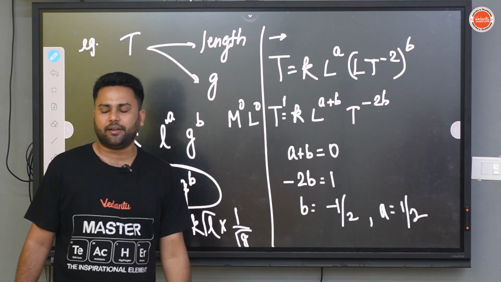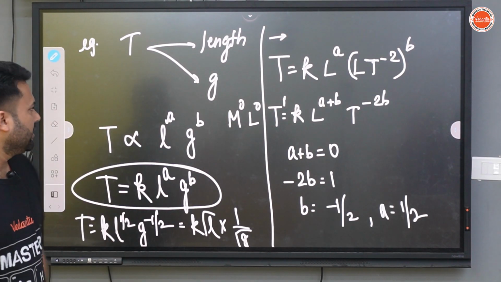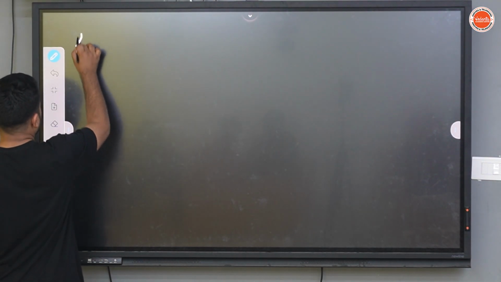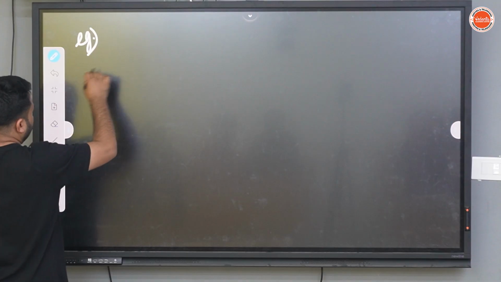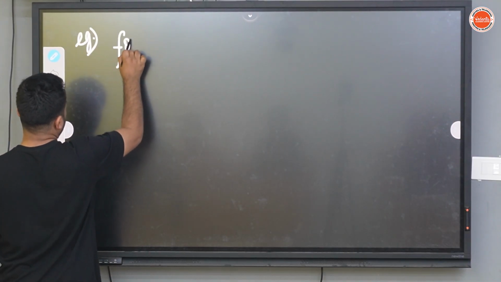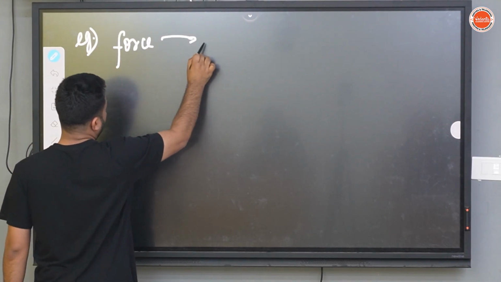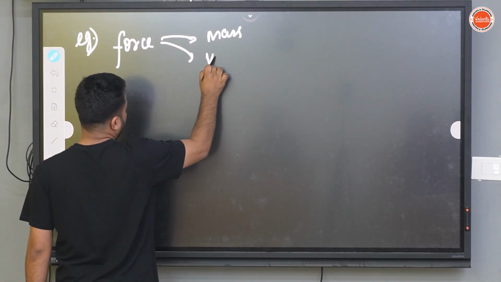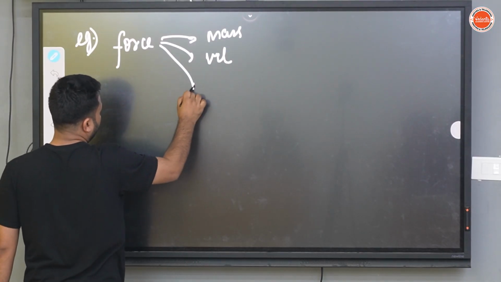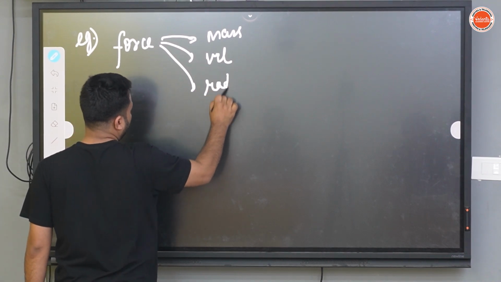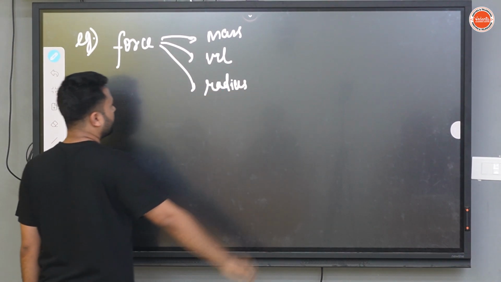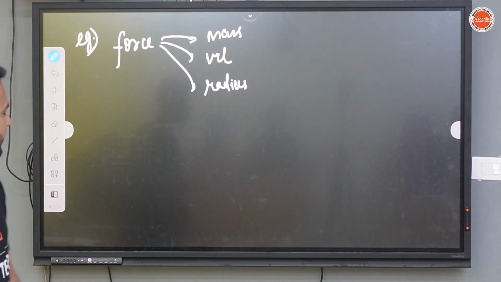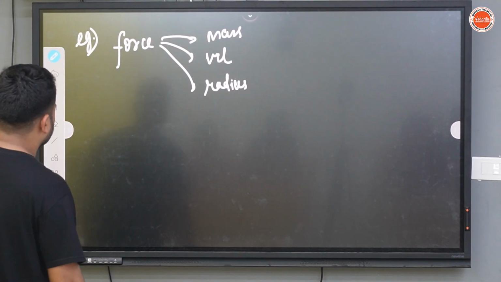See, one more question I will take. For example, they say that force depends upon mass, velocity and radius. Force depends upon mass, velocity, radius. You have to tell the formula for force.